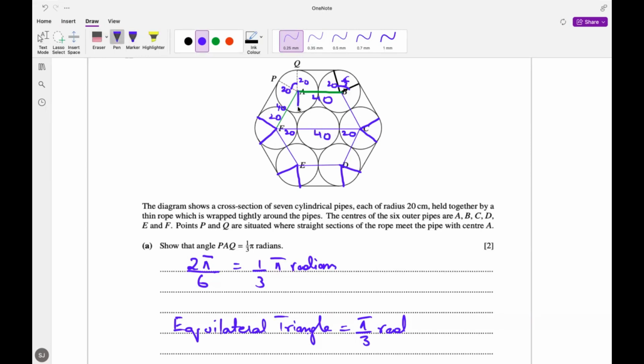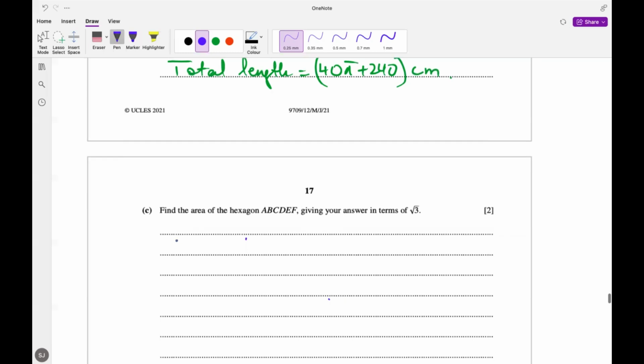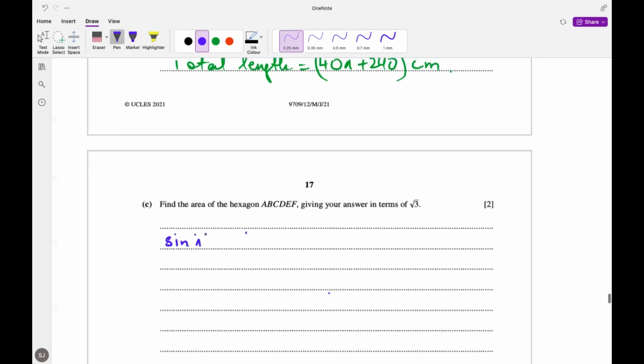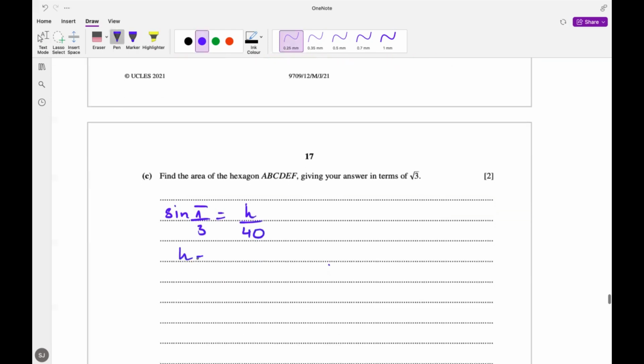To find the height of the trapezium, we can use sine or cos or tan, but as the hypotenuse over here, the length from A till F, will be 40, as the radius is 20 and its angle is pi upon 3, to find the height we will use sine theta. So the height of the trapezium will be sine of pi upon 3 equals h upon 40, which means that h will be equal to 40 multiplied by sine pi upon 3, which is root 3 upon 2. We can write the height of the trapezium as 20 root 3.